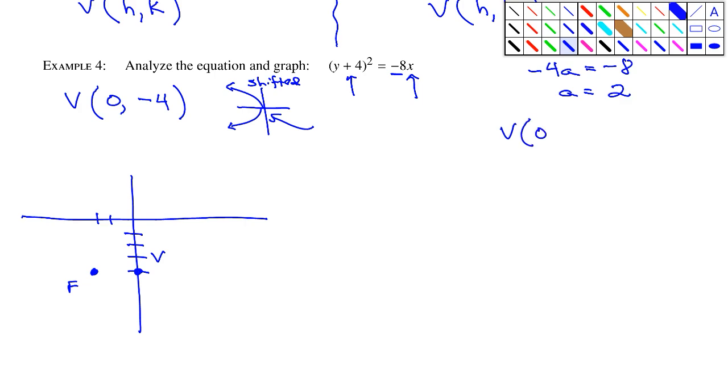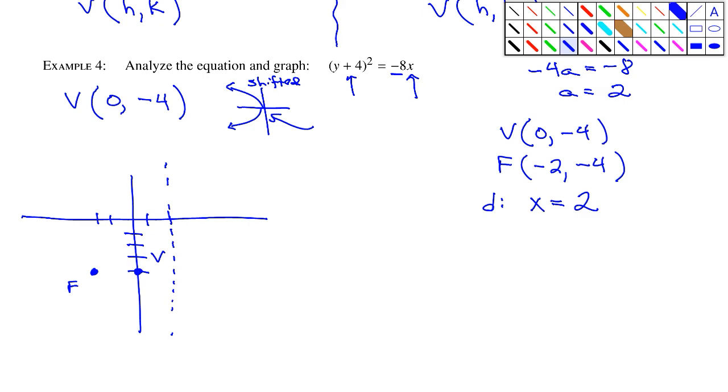And let's mark all this. So the vertex is (0, −4). The focus is now (−2, −4). The directrix is going to be 2 to the right. So the directrix is the vertical line, x is equal to +2. And the parabola is going to open up to the left.